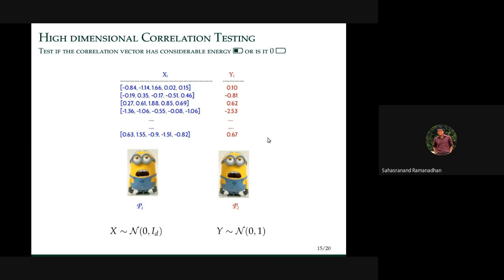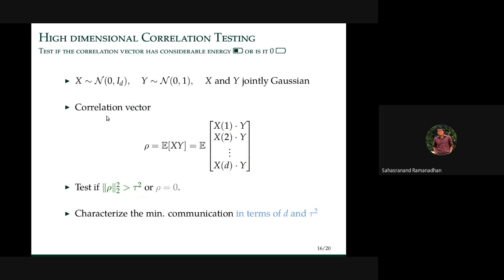Now, if you notice, the correlation is not a number anymore. The correlation is a vector. So the correlation vector comprises these entries, where the first entry is the correlation of the scalar y with the first entry of x, then correlation of y with the second entry of x, and so on up to d entries of x. So the correlation is also a d-dimensional vector. Now the question we are asking here is whether this correlation vector has energy greater than tau square or is it 0.